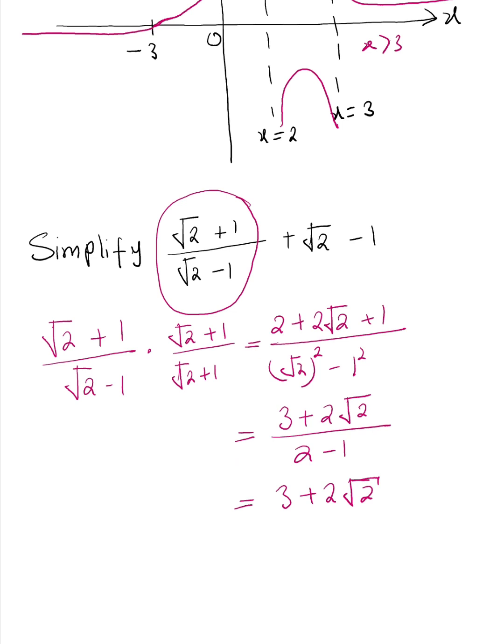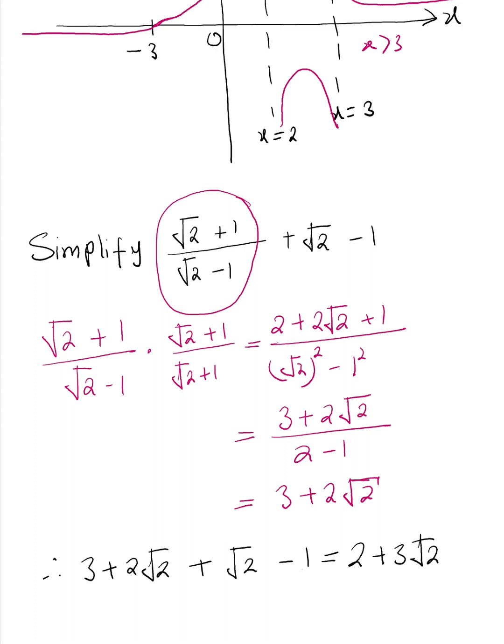Now remember, this is just for what I circled here in red. So therefore, the whole expression becomes 3 plus 2 the square root of 2, plus the remaining one, which is the square root of 2 minus 1. So this is what? That is 3 minus 1 is 2, plus the 2 square root of 2, plus the square root of 2 is 3 square root of 2.